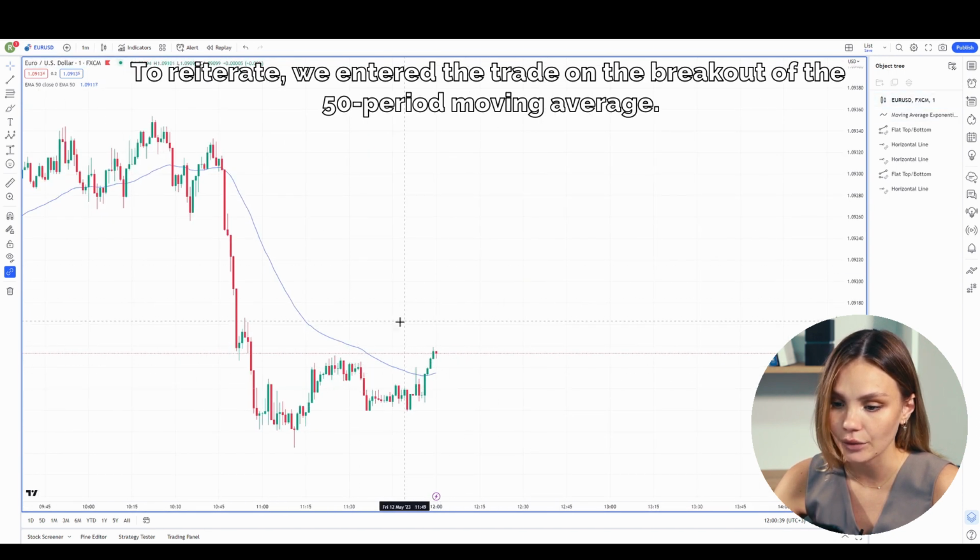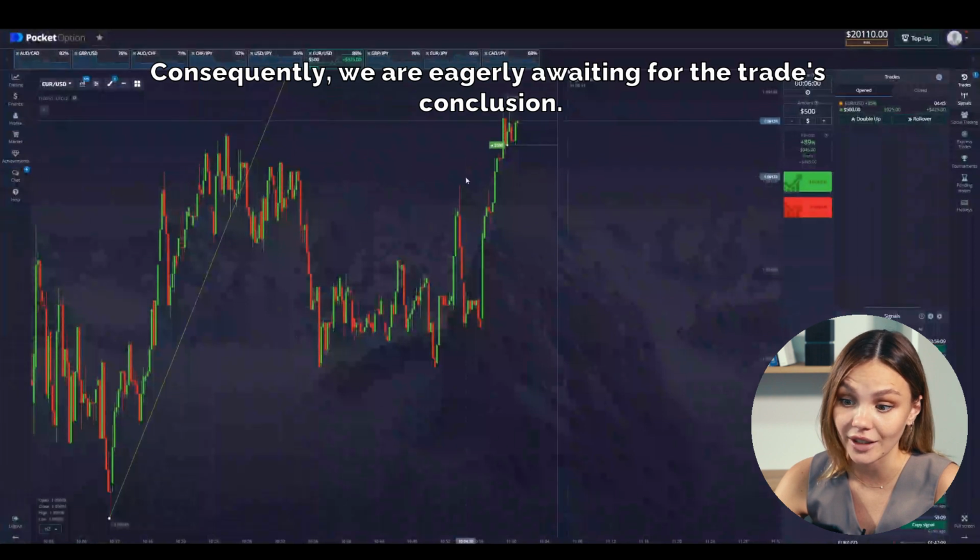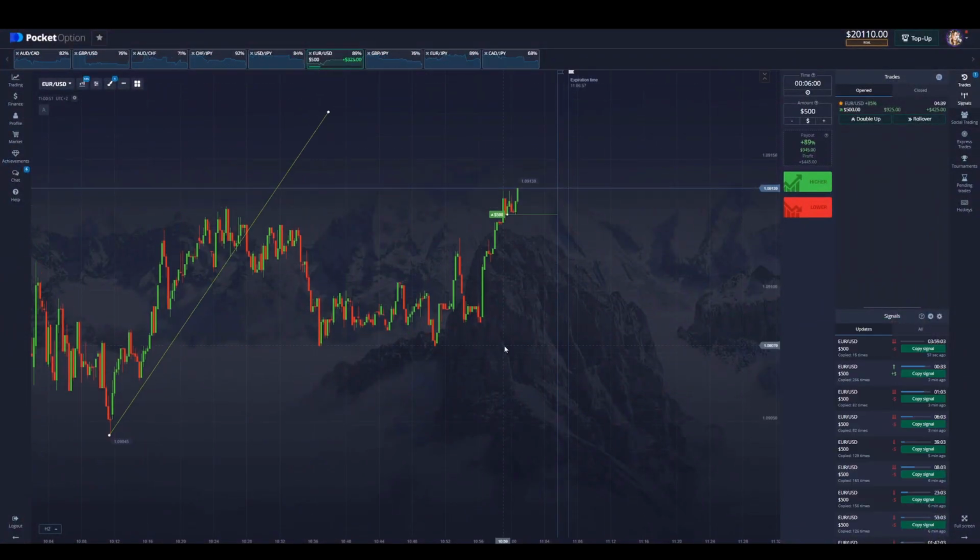To reiterate, we entered the trade on the breakout of the 50-period moving average. Thus, we are eagerly anticipating the conclusion of this trade.